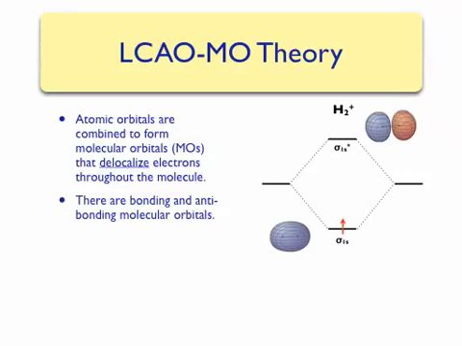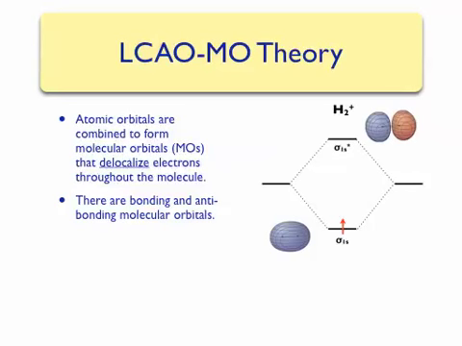Whenever we form our molecular orbitals, we get two possibilities. We can get bonding orbitals and antibonding orbitals. Bonding orbitals not only delocalize electrons throughout the molecule, they also concentrate electron density in between the two nuclei, which stabilizes the bonding interaction.